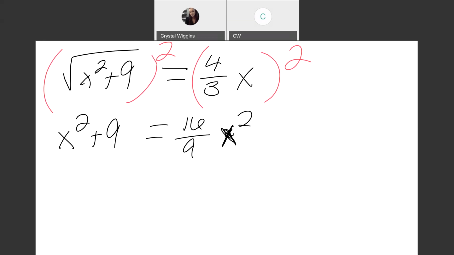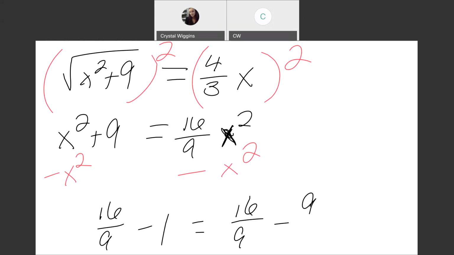Let's now subtract x squared on both sides. So if we think about this, what we're really doing is we're taking 16/9 and subtracting 1. In order to do that, we need 16/9 minus 9 over 9. 9 over 9 is the same thing as 1, but just written differently. So we can actually subtract the fractions. And 16 minus 9 is 7/9.